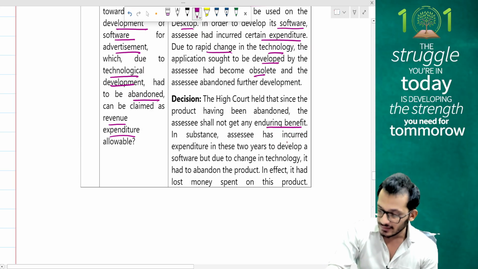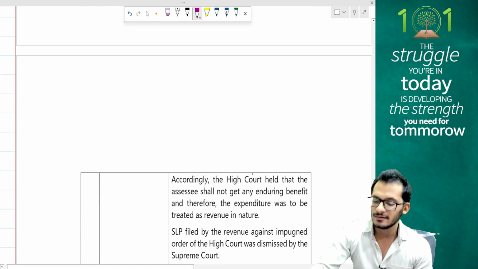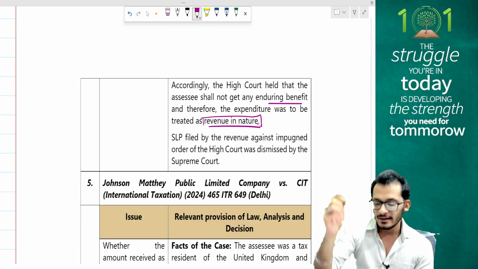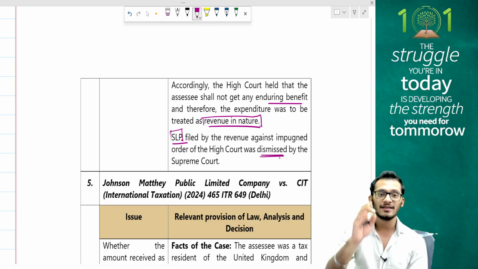In substance, the assessee has incurred expenditure in these 2 years to develop a software, but due to change in technology has to abandon the project. In effect, the money has been lost on the product. Accordingly, the High Court held that the assessee cannot get any enduring benefits and therefore should treat this expense as a revenue expense. The case which was filed before the Supreme Court in the form of SLP has also been dismissed, which means it has reached its finality.